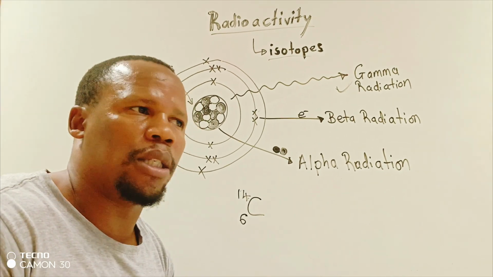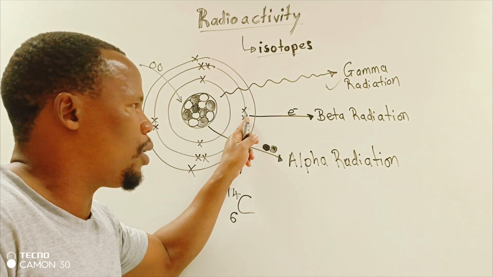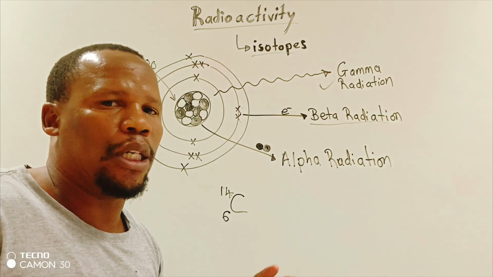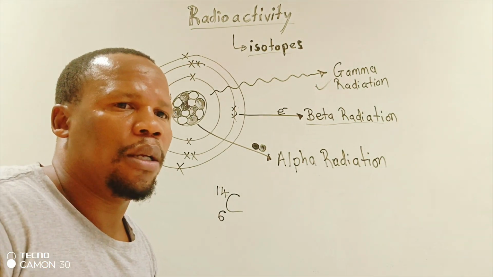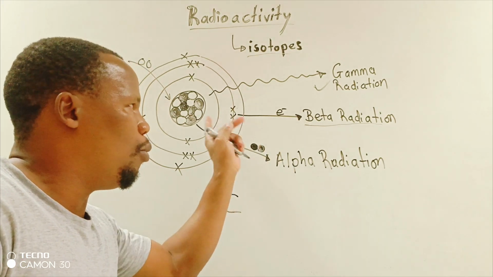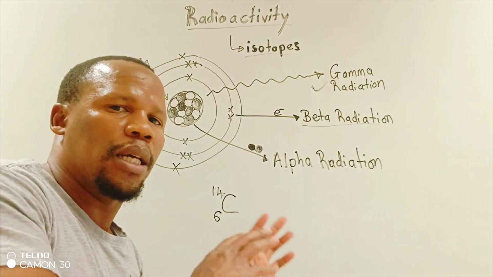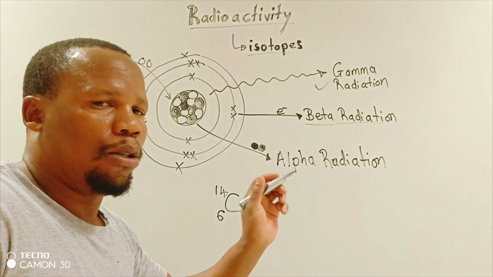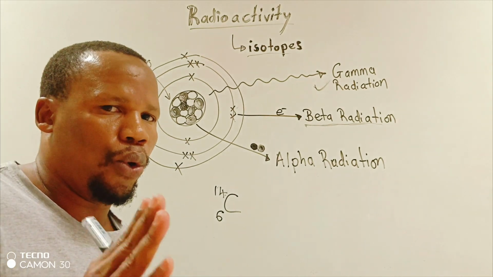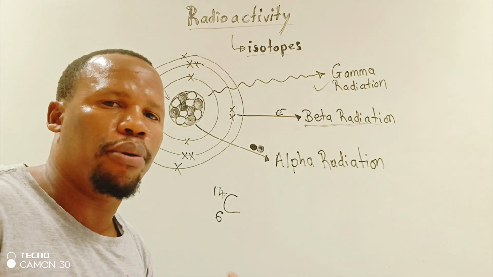So if an electron gets emitted from this shell, we call it beta radiation. That kind of radiation is beta radiation. So you can already know what beta radiation is made up of. It is composed of electrons.